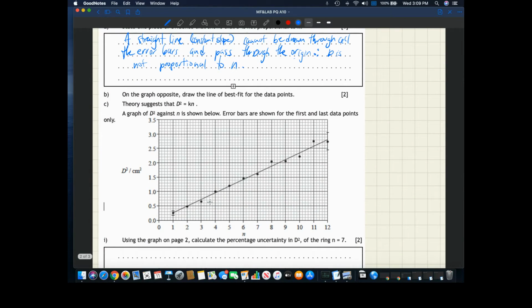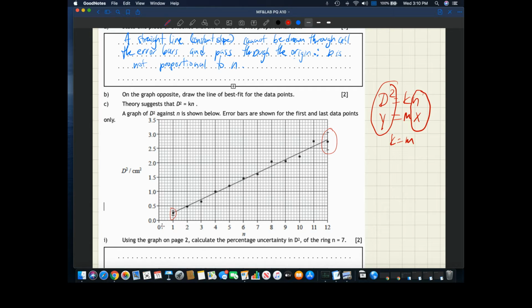Now, we've got d squared equals kn. So whenever we're given an equation like that, we're going to try and linearize it. So immediately we should be thinking y equals mx, in which case n should be the x-axis and d squared should be the y-axis, and in that way k equals m. Okay, error bars are shown for the first and last data points. So there's that size and that size. The size of them changes.